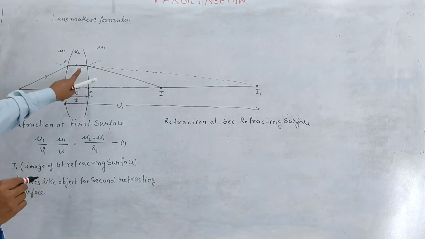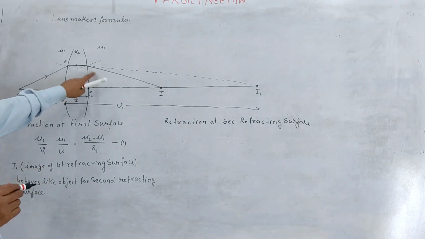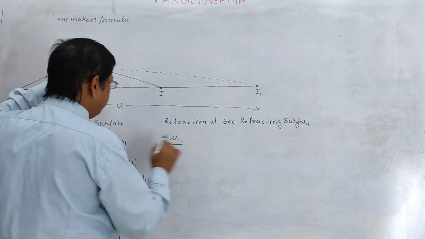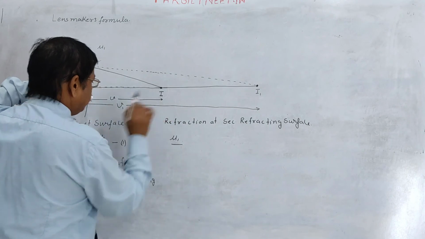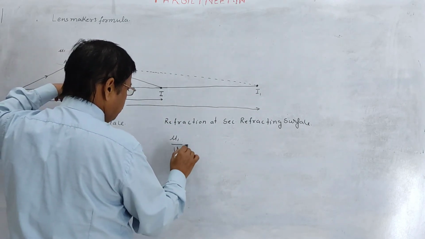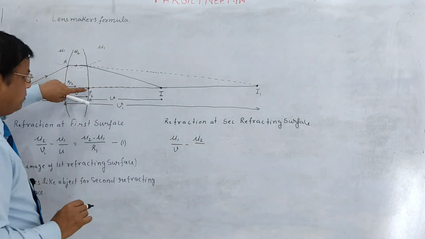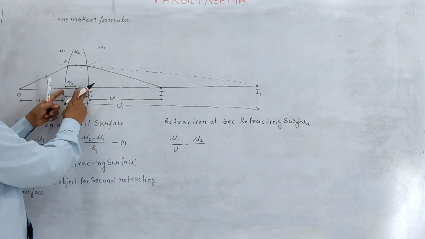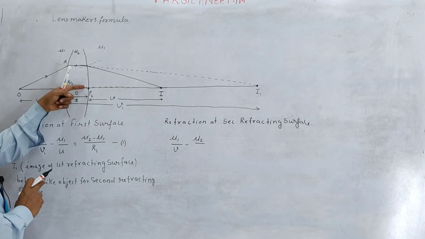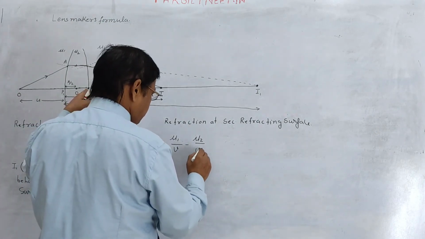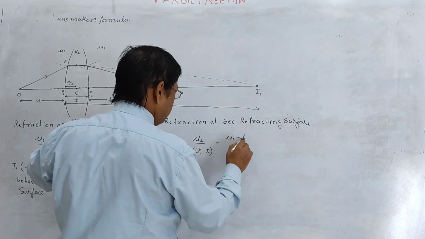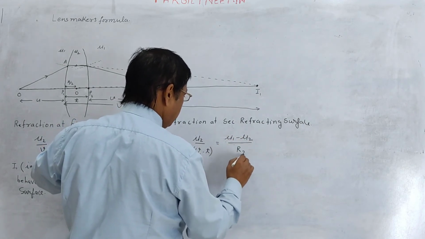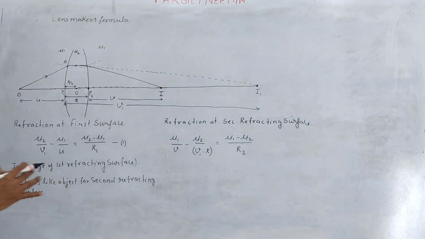Here refraction is taking place, light is going from denser to rarer medium, so you have to write the formula like this: mu1 upon V. V for this surface is the distance of the final image. So it is mu1 upon V minus mu2 upon U. The object distance for this surface is V1 minus T, because V1 is the distance from P1, but I need the object distance from P2. So it is V1 minus T, equal to mu1 minus mu2 upon R2. So this is refraction through the second refracting surface, equation 2.